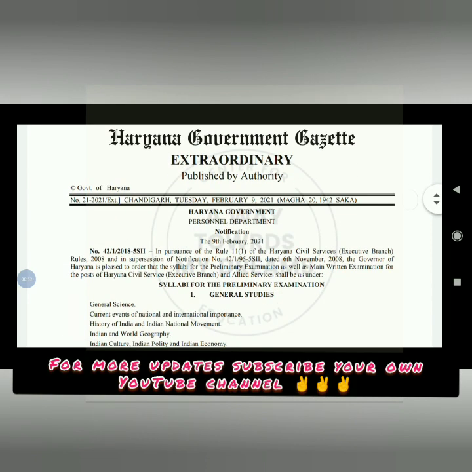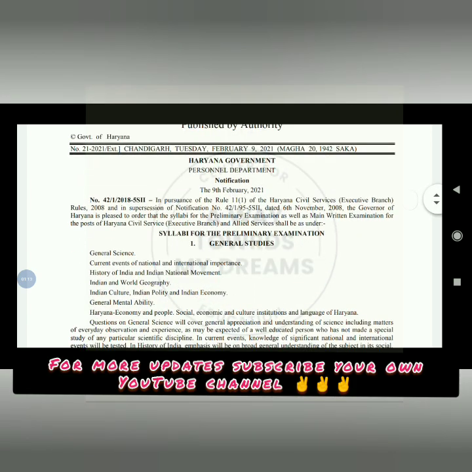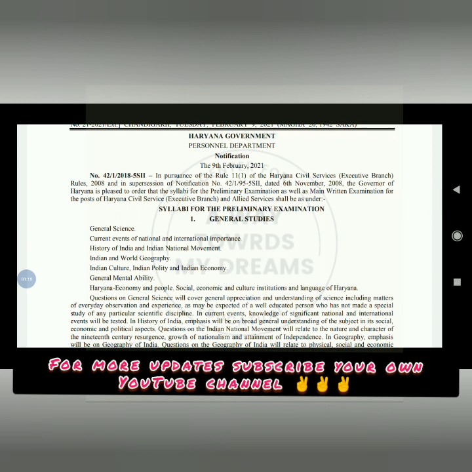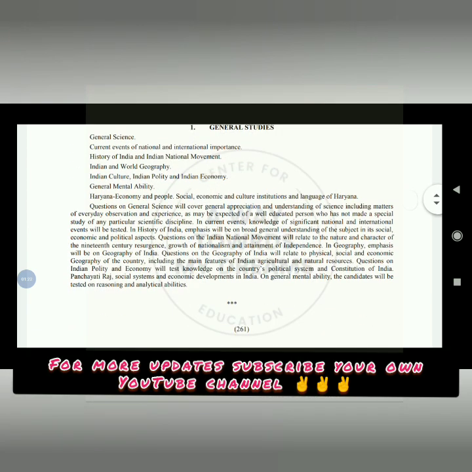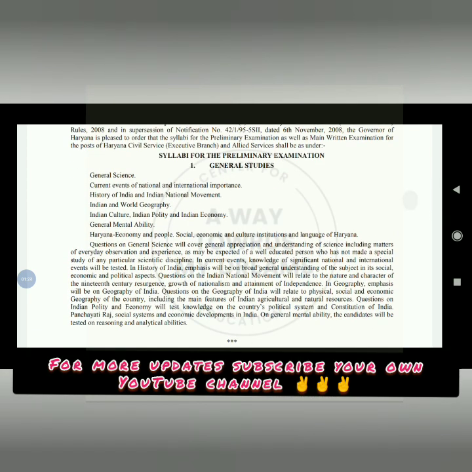As we can see here, the HPSC exam has 3 stages. First is the preliminary exam, second is mains, and third is the interview. The first stage has 2 examinations. First is general studies, second is the Civil Services Aptitude Test.